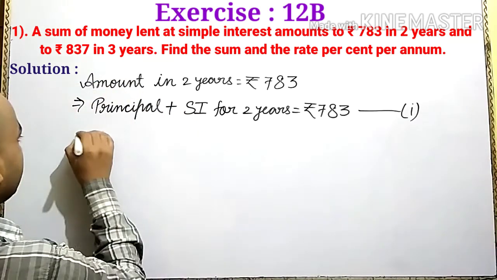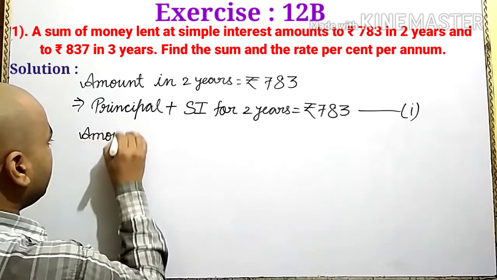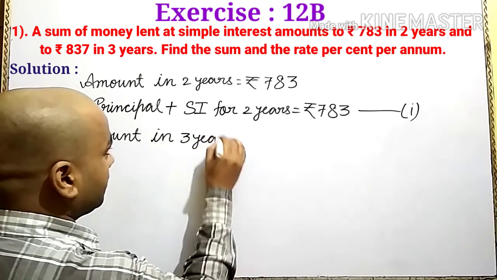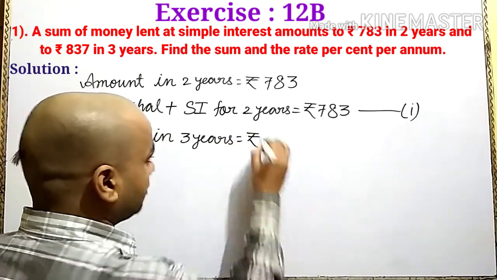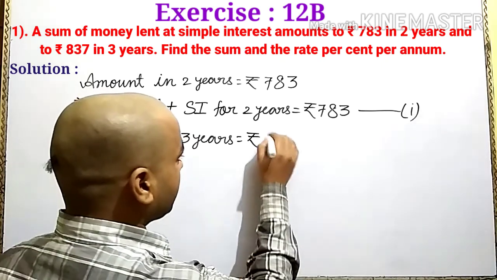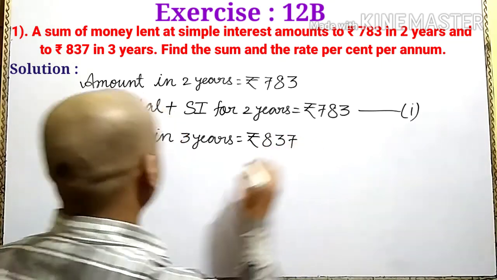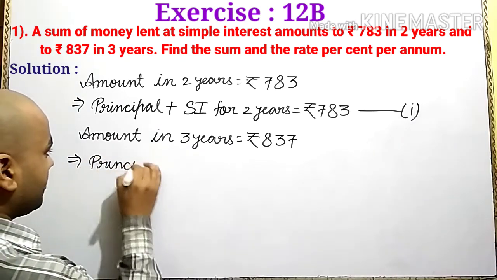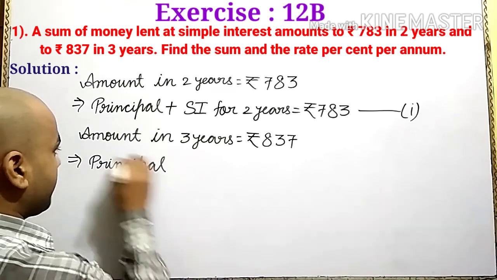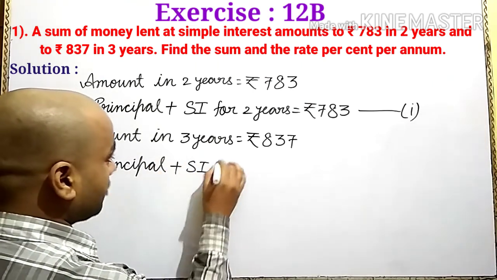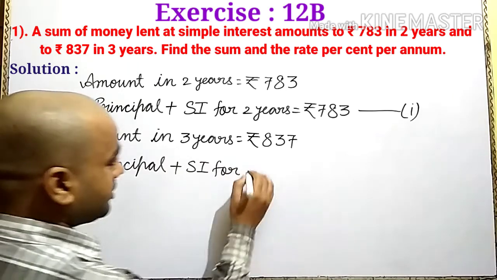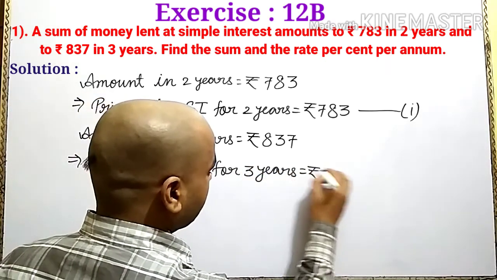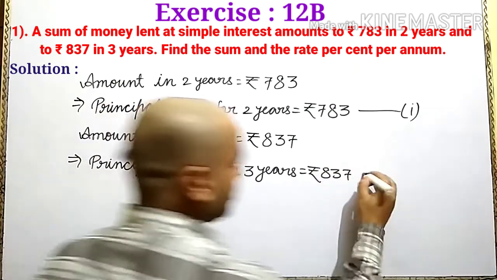So write here again amount in 3 years is equal to 837. So here write again principal plus simple interest for 3 years. We get 837. This is equation second.